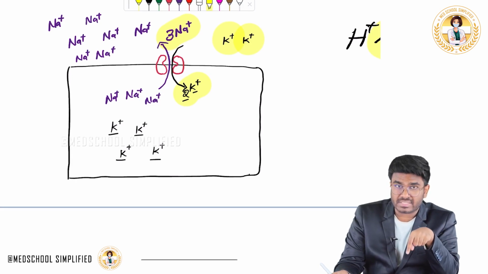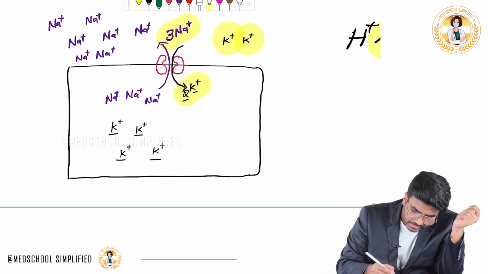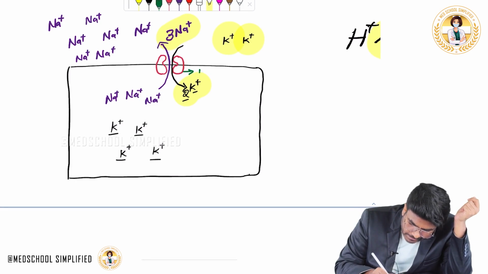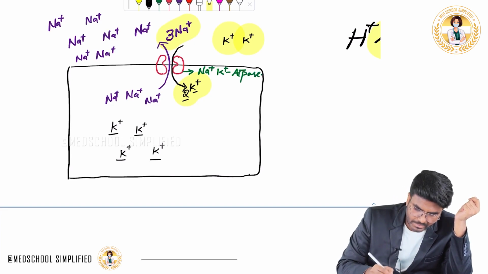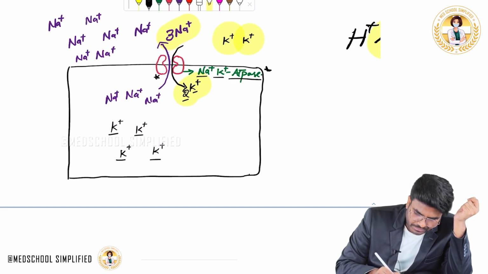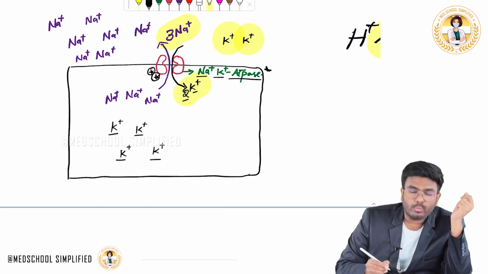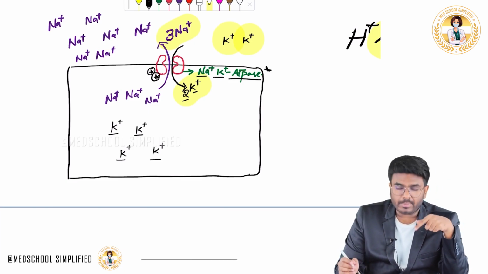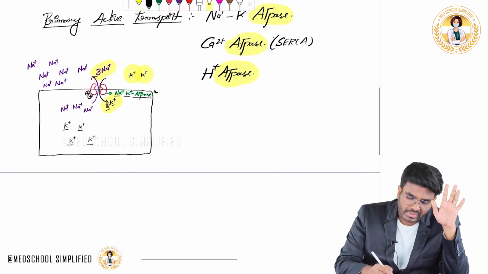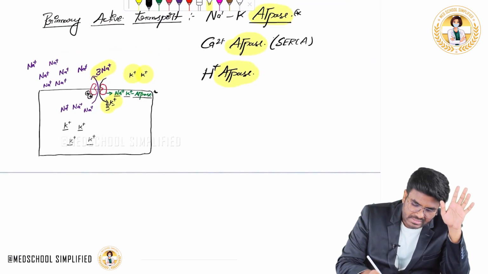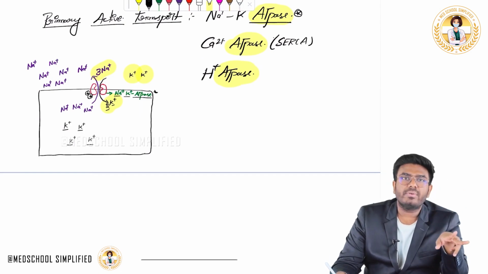This pump is called the sodium potassium ATPase, let me write the name of this pump here. This sodium potassium ATPase is using ATP. It will use ATP, energy, to move the substances across the cell membrane against the concentration gradient. So wherever you see this word ATPase, like sodium potassium ATPase, it is an example of primary active transport.